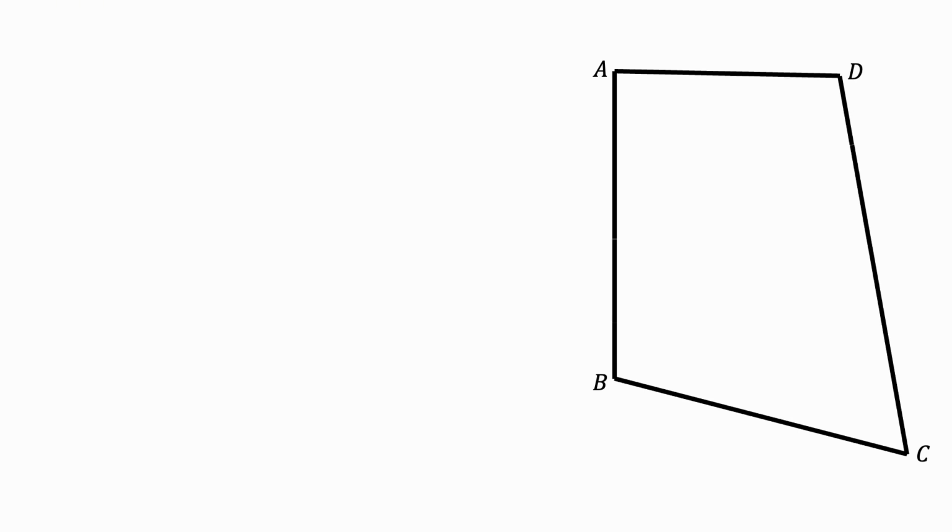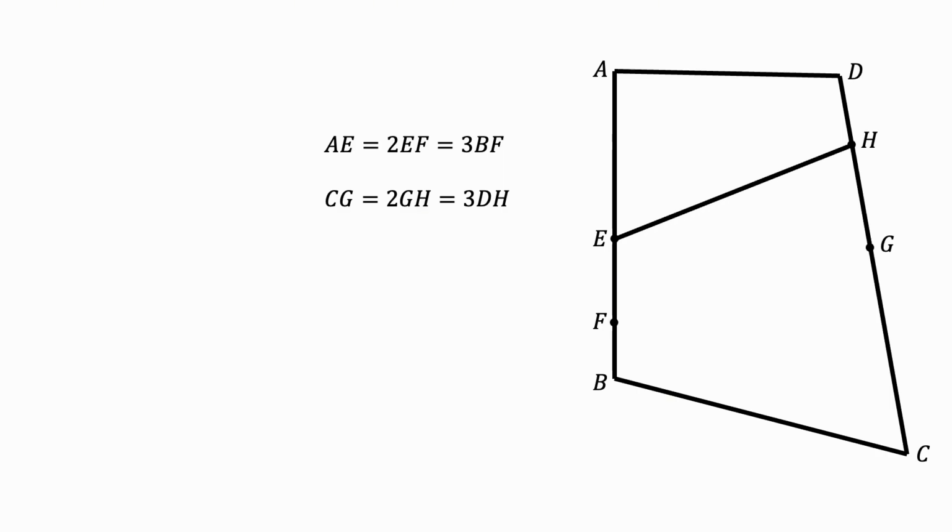In this video, we want to solve the following problem. Given convex quadrilateral ABCD, let E and F be points on AB such that AE equals 2EF equals 3BF, and G and H be points on CD such that CG equals 2GH equals 3DH. Join E to H and F to G.